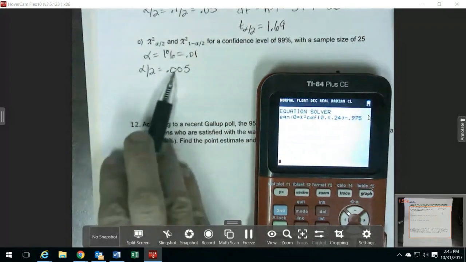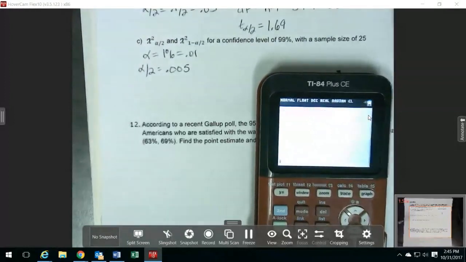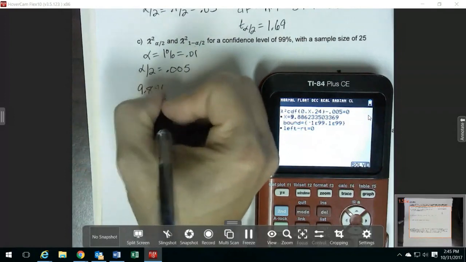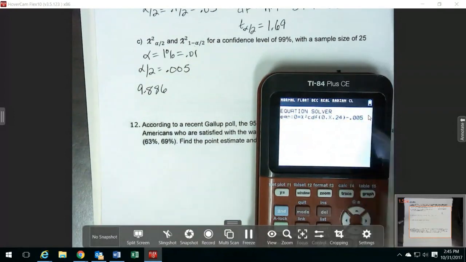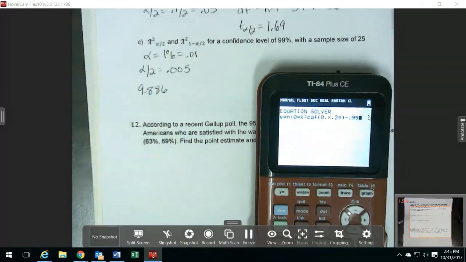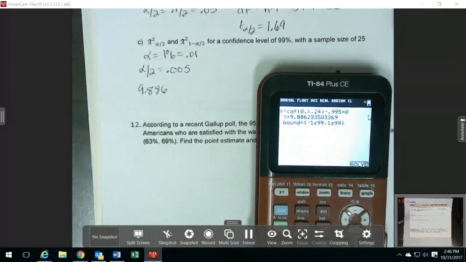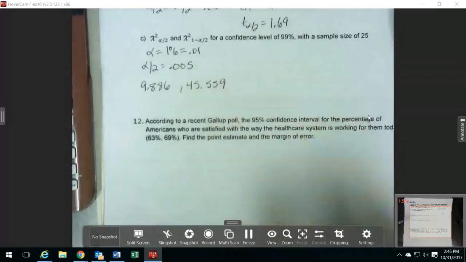And then I'm going to start out by finding the one for the other side, so it's the 0.005. One of the critical values is 9.886. And then to find the other one, I just have to go back and change my 0.005 to 1 minus that. So that would be 0.995. So that's why up here it has alpha over 2 and 1 minus alpha over 2. Those are the 2 values that you put in there. This one is 45.559.